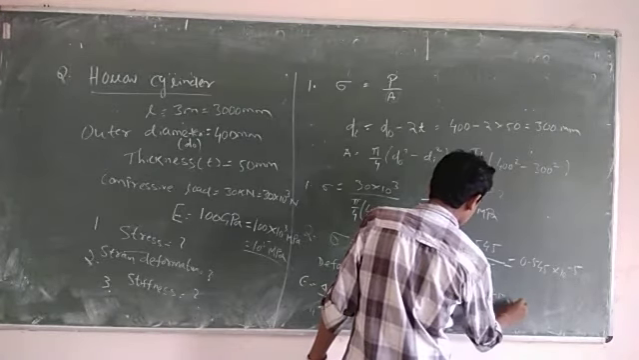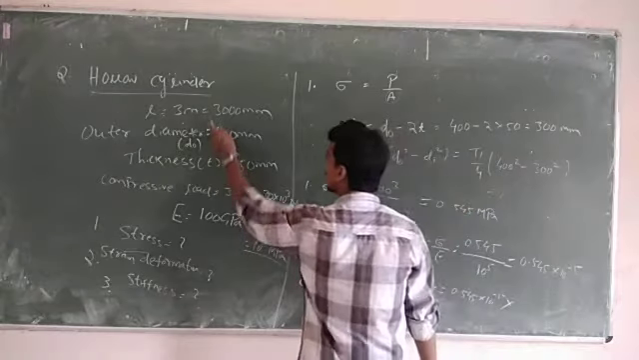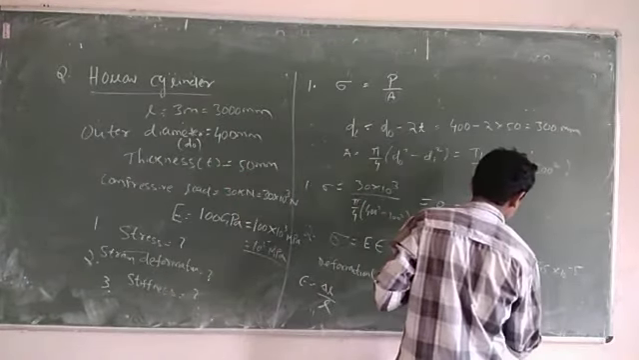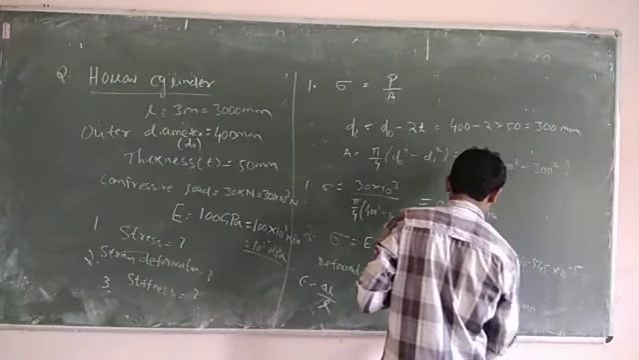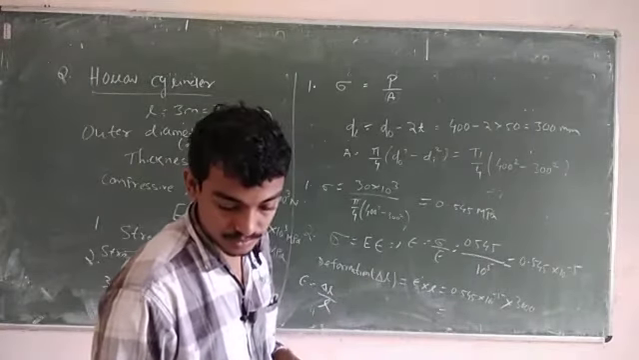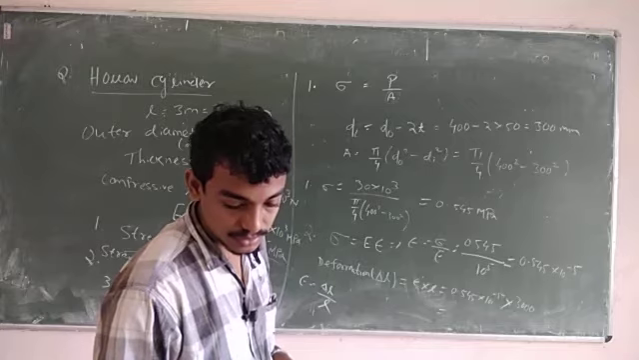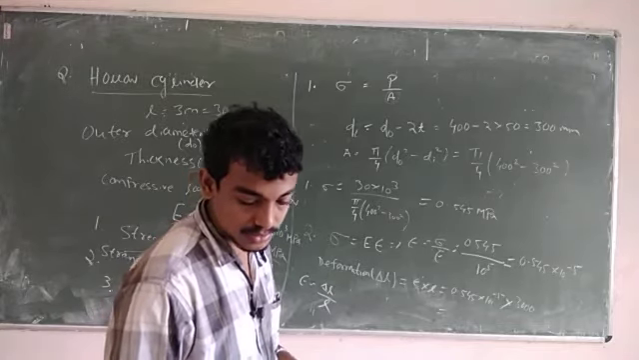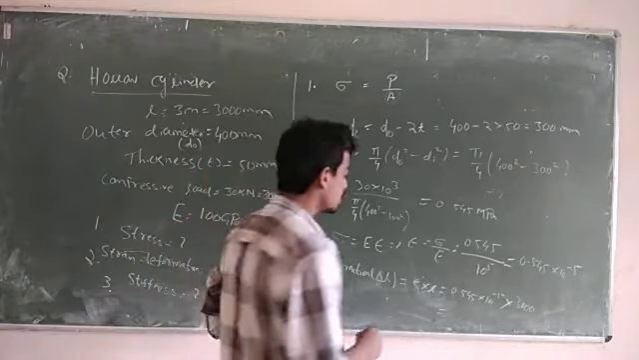Into 10 to the minus 5 into length. Length is given 3000. So that is coming around 0.016 mm.